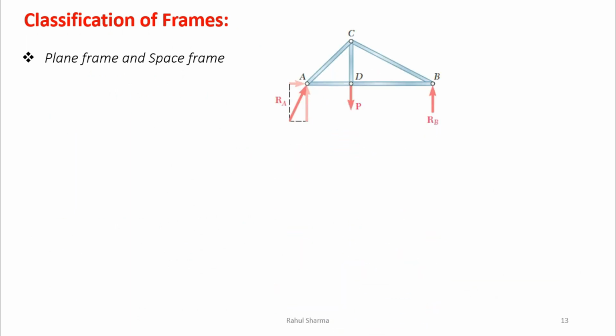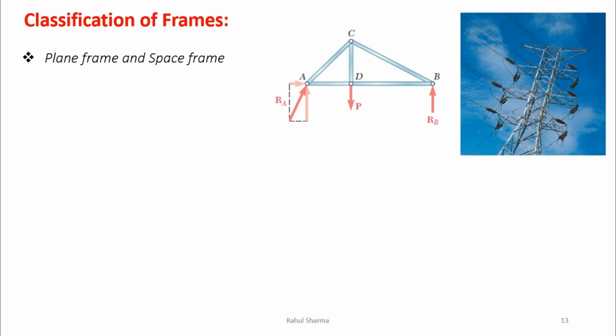Now we will see the classification of frames. First is the plane frame and space frame. When a structure is in 2D, meaning it has only length and width direction, a 2-dimensional object, then it is known as a plane frame. But when we have a 3-dimensional network, like the electric towers, these are known as space frames. When the load is applied here, it will be transmitted into 3-dimensional members.